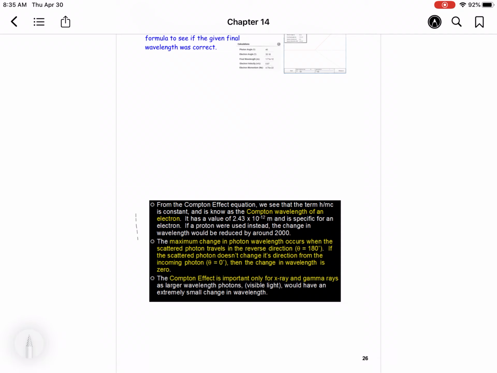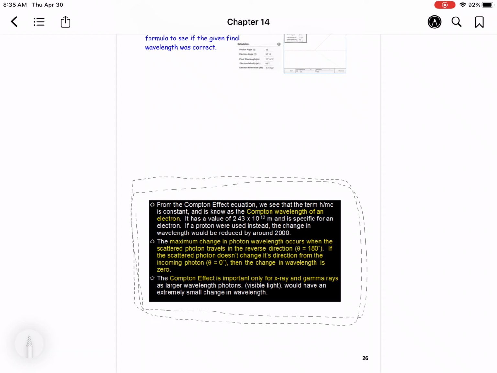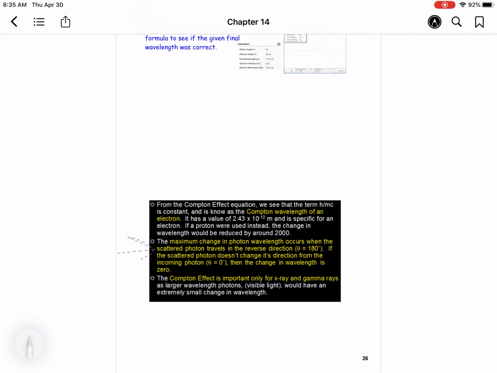So from here, Compton knew the wavelength of the electron, and what that means is it changes our understanding. Now we're looking at an electron as possibly a wave as well, not just light, and that's a big idea. The maximum change in a photon's wavelength occurs when it scatters backwards, and the Compton effect is really only important for gamma rays and X-rays. For anything larger, the change in wavelength is really not noticeable.